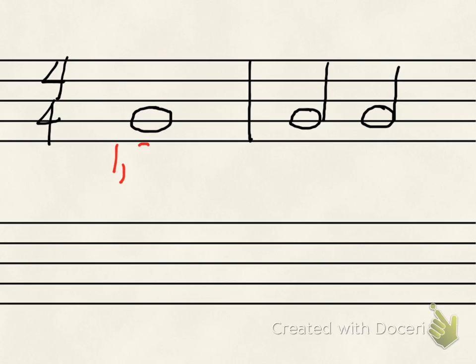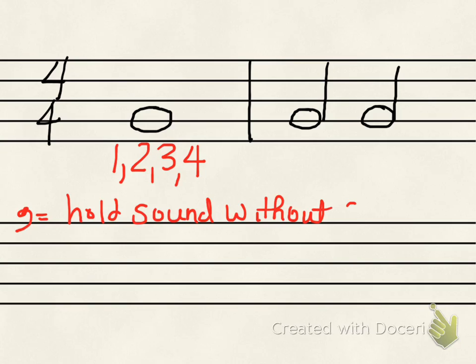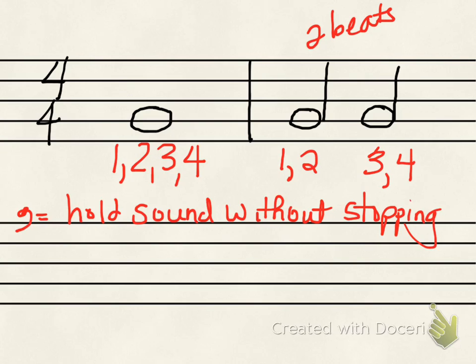Let's look at another one. This first measure has a whole note. Whole note has how many beats? Four. The second measure has two half notes. How many beats do those receive? Two. Very good. The comma tells us to hold the sound without stopping. Before, on the previous slide, we had individual beats, no commas in between, so the sound stopped after each beat. Here, the sound is going to continue through more than one beat.